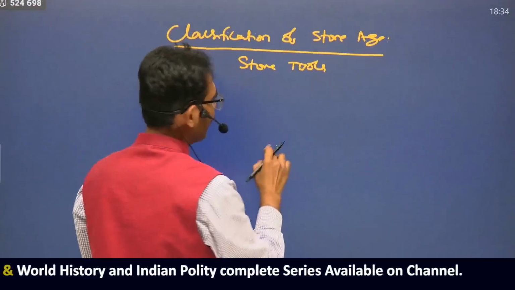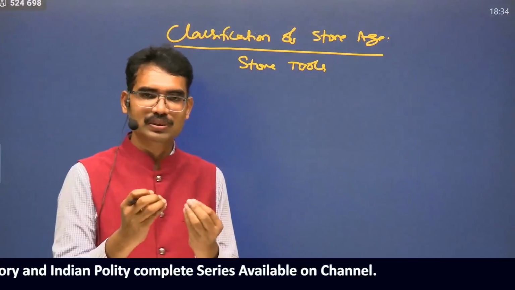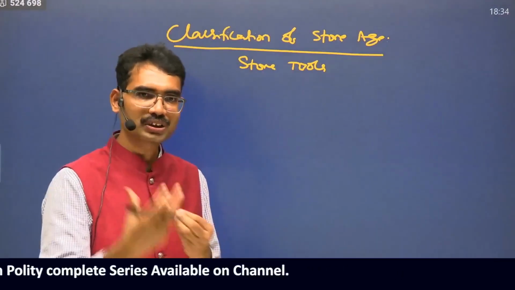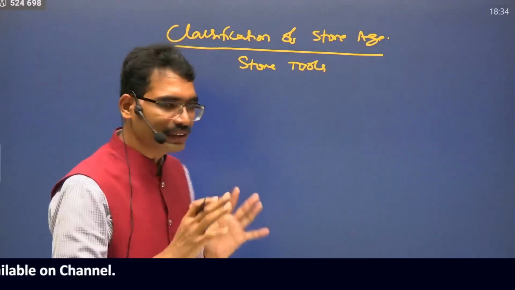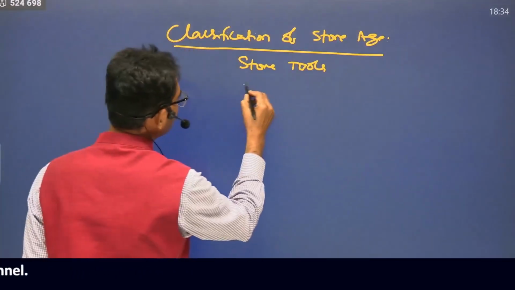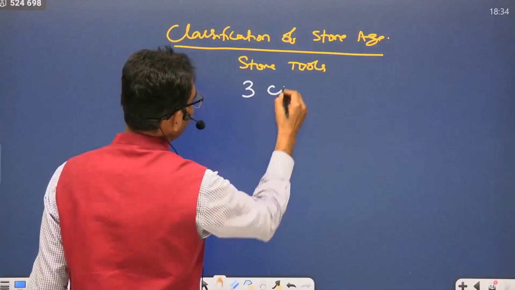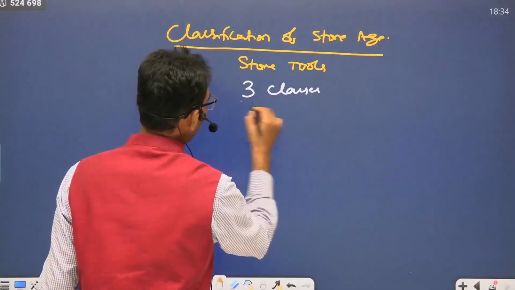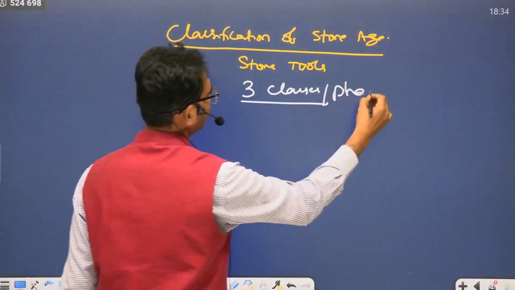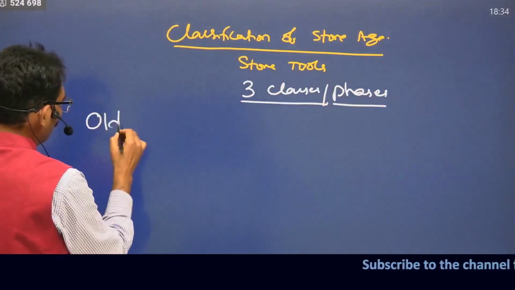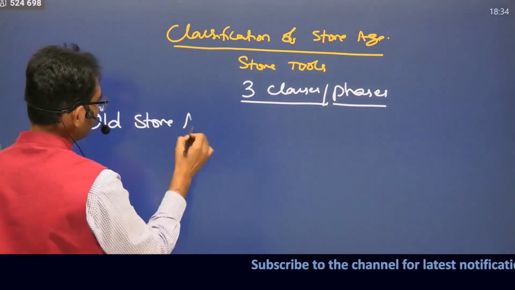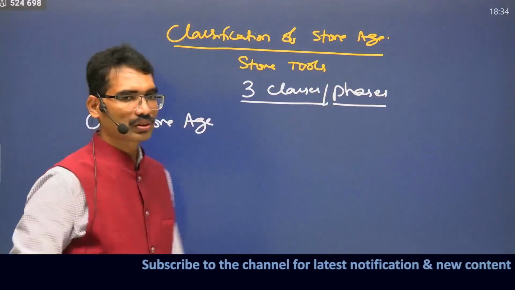In some places very rough and very big, in some places very small tools, in some places very polished tools. Based on that, the Stone Age is classified into 3 classes or 3 phases. Number 1, Old Stone Age.